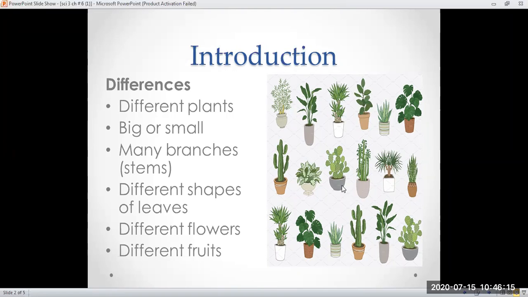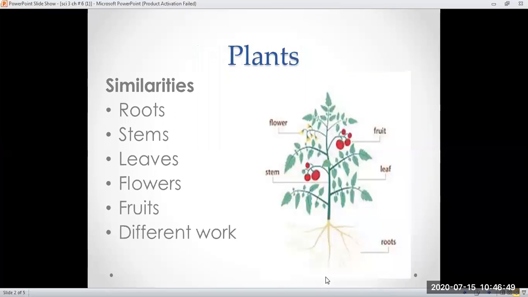Again, I'm repeating that some plants are big or small, some have many branches or stems, and they have different shapes of leaves. You can see in this picture that each plant's leaves are different from another. Some leaves are very big, some are very small, some are flat and long, some are very thin and long. Then we can get different fruits and flowers from plants. These are the differences. So what are the similarities now?